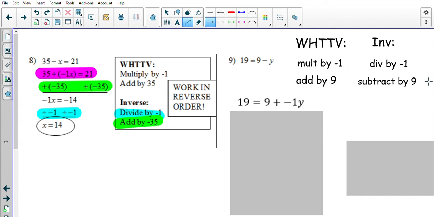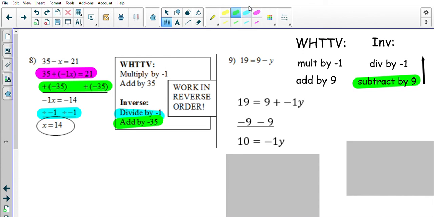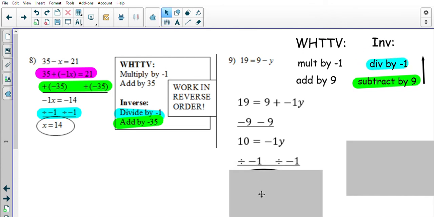Remember, we want to work in reverse order here. So the first thing we want to do to find our solution is subtract by 9 on both sides. Let's go ahead and do that. If I try to add by 9, these are not going to cancel out. A 9 minus 9 becomes 0, and you're left with negative 1y equals 19 minus 9, which is 10. Now what we want to do is divide both sides by negative 1. So we'll go ahead and divide both sides by negative 1.